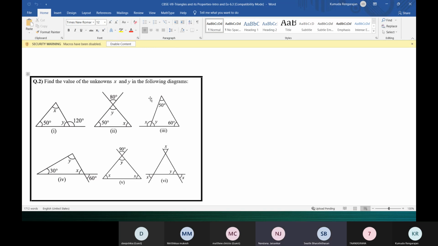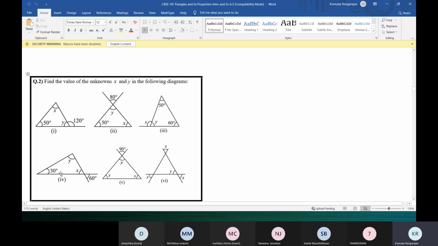Ma'am, x is equal to 60 degrees, due to vertically opposite angles are equal. Now the 60 degrees is not an exterior angle at all, because the exterior angle is this one when this side is produced. When this side is produced, here is the exterior angle. This one is the exterior angle.